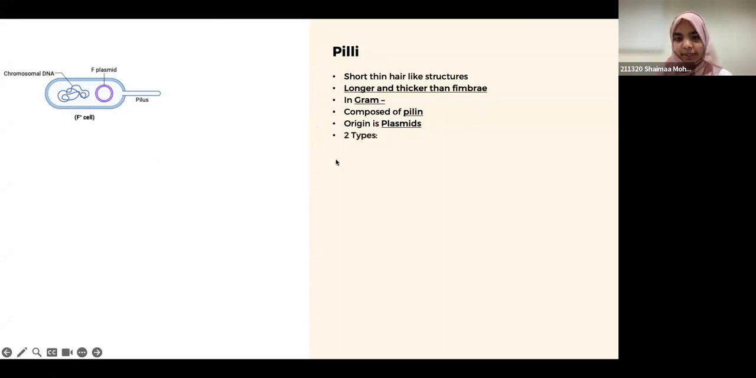And why are pili important? We have two types. First one is the sex pili. This one basically helps the conjugation, which, if you remember, we said plasmids transfer through the process of conjugation. So this is with the help of pili, which makes sense. So plasmids code for pili that help them to transfer, right?